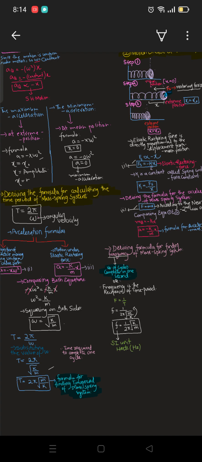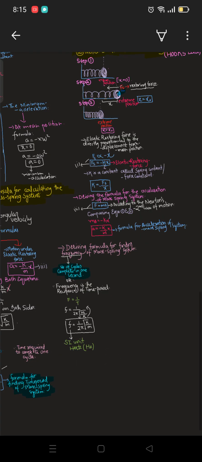Initially, we derived the formula for finding the time period by its general formula, which is T is equal to 2 pi over omega. What is time period? Actually, time required to complete one cycle is what we call the time period. Then we said what is frequency. The number of cycles completed in 1 second is what we call the frequency, right? So we also said that frequency is the reciprocal of the time period, right?